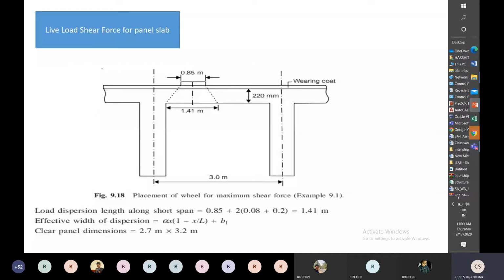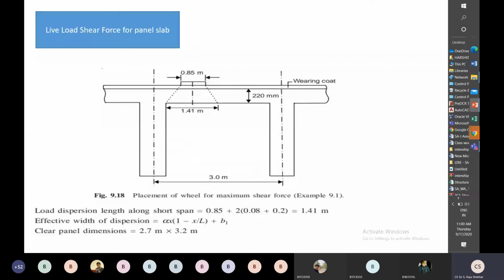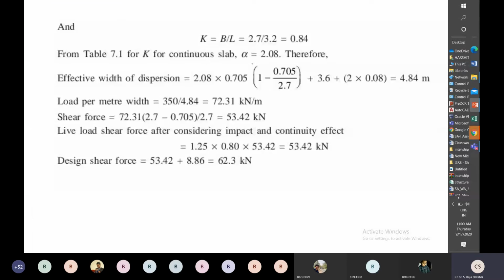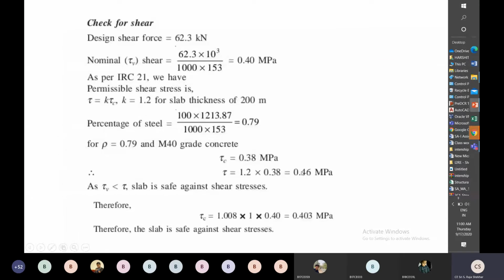So once again I'll repeat, for the design of interior panel, first we calculated the dead load bending moment along the shorter span and the dead load bending moment along the longer span. After that, the live load bending moment along the shorter span and along the longer span. After that, dead load shear force, live load shear force, design shear force, then the depth of slab required, area of steel required, and check for shear.